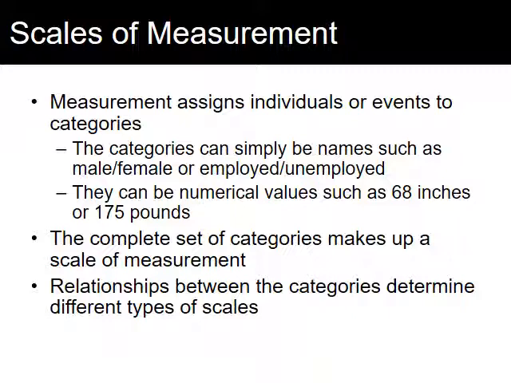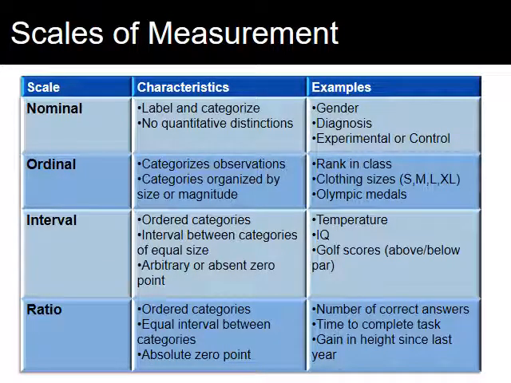Measurement assigns individuals or events to specific categories that indicate types of scales of measurement. So categories can simply be names, such as male or female, or employed or unemployed. They can be numerical values, such as 68 inches or 175 pounds. The complete set of all categories makes up a scale of measurement. And the relationships between the categories determine different types of scales. 4 that you need to know: nominal, ordinal, interval, and ratio.